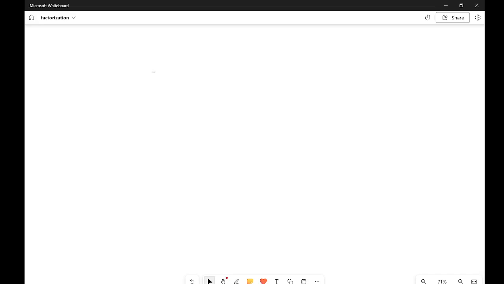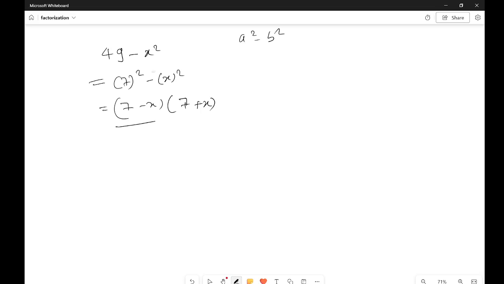Let me give an example. For example, you have the expression 49 minus x square. Do you see how you can apply this formula, a square minus b square? So 49 is nothing but the square of 7, and then x square. Now can you see that you can apply this formula? This will become 7 minus x, another bracket 7 plus x. Using this formula, a square minus b square is equal to a minus b and a plus b.